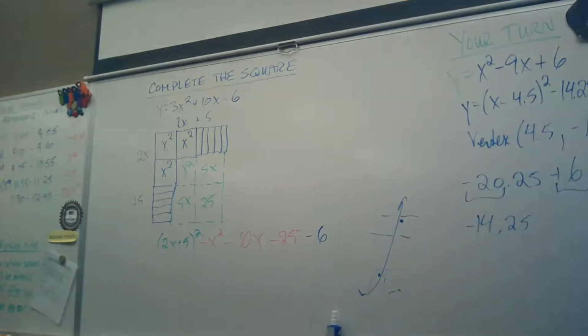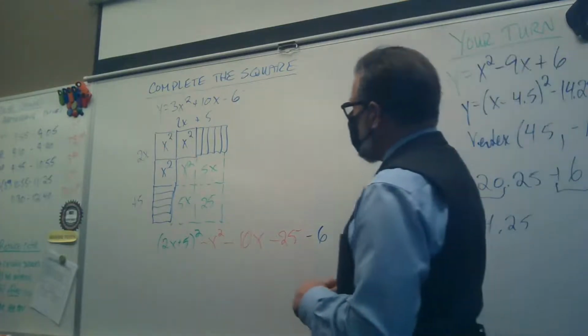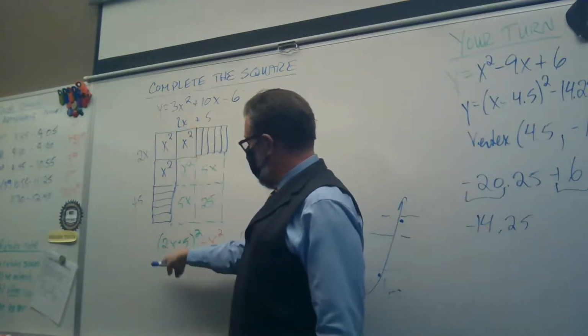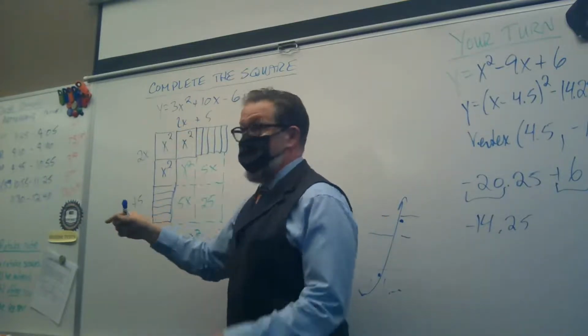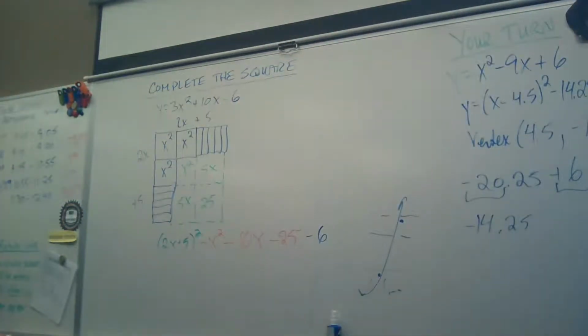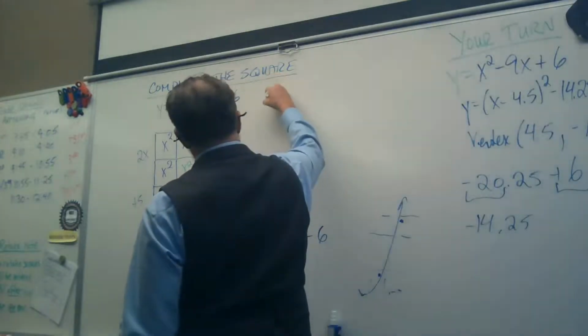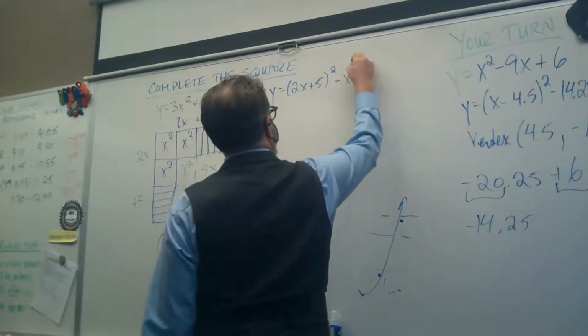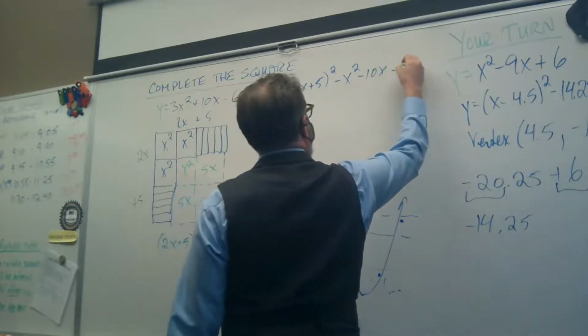Wouldn't the 2x be squared? No, because this is a length. The whole thing, that whole length, is 2x plus 5 by 2x plus 5, my big square. I can do that. That is a square. I have completed the square. My equation is now y equals (2x plus 5) squared minus x squared minus 10x minus 31.